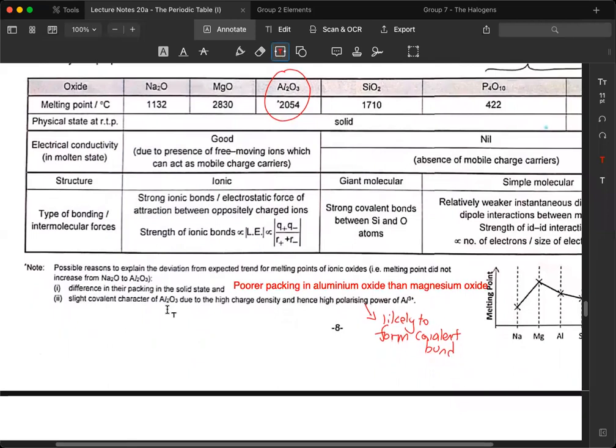Another reason is that aluminium oxide is not entirely ionic. There is some slight covalent character due to the high charge density of aluminium ions. With a high charge density, the polarising power is strong. It is able to polarise the oxide anion and form a covalent bond instead of an ionic bond. So there is some tendency of covalent bonding between aluminium and oxygen.